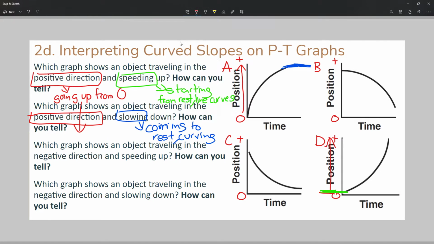Now, I want you guys to figure out which graph shows me objects that are traveling in the negative direction. If you're traveling in the negative direction, that must mean you are going towards the negative direction, so you're going towards 0. We can tell because you're going towards 0. And the same thing right here.